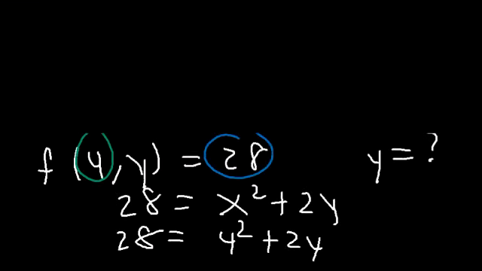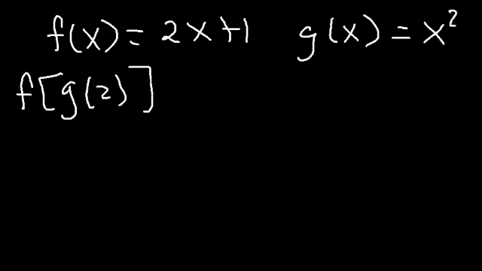Let's say that f of x is 2x plus 1 and g of x is equal to x squared. What is the value of f of g of 2? A composite function is basically two functions where one function is inside the other function. In this case, g is inside of f. So what you should do is start with the part that's on the inside and then work your way towards the outside. So let's evaluate g of 2.